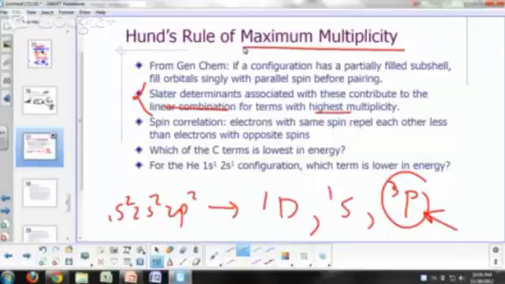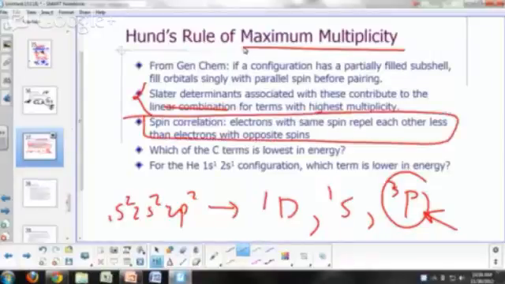You can explain Hund's rule in terms of what is known as spin correlation. The idea is that electrons with parallel spin tend to repel each other less than electrons with opposite spins. Although some recent research papers indicate that that is not quite true, we're not going to go into that. This is still what your book says.